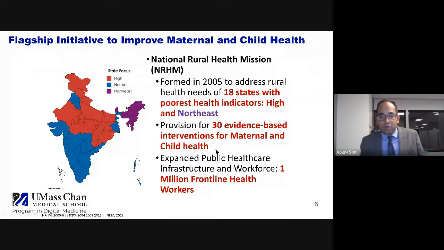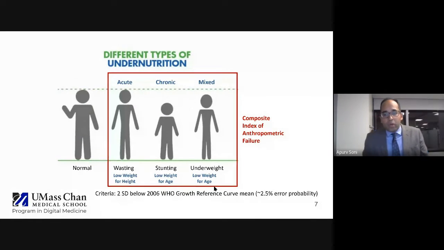The provision in the initial plan was for 30 evidence-based interventions for maternal and child health, and to have 1 million frontline health workers trained and deployed in especially rural settings. So part of the work that I took on during my dissertation was to understand how that impacted different types of undernutrition. And this is a good visual representation of different types of undernutrition and how we can use anthropometry to approximate it.